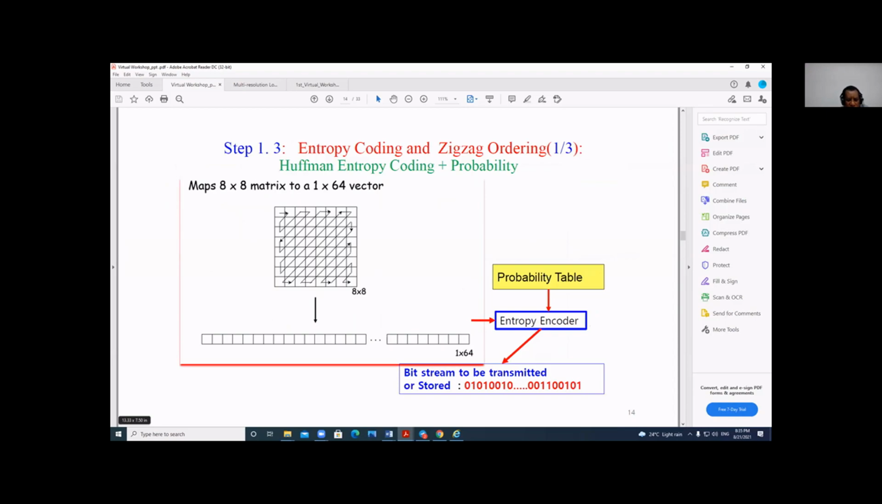After that, we will rearrange them in zigzag manner. So this is 2D; I will convert it into 1D as a vector. This is 8 by 8, so I have a 64-element vector. Then for each element, I have a probability distribution. Based on the probability distribution, I can assign different numbers of bits. After that, I will generate these bits and transfer them along the transmission medium.